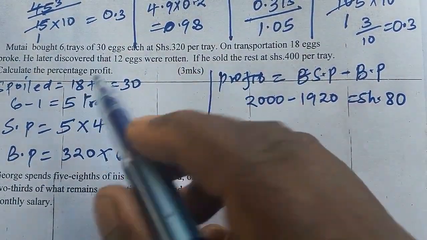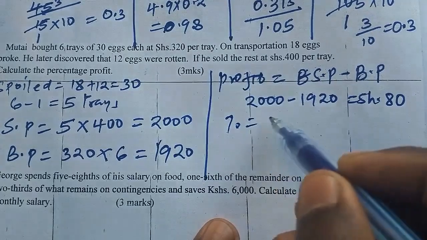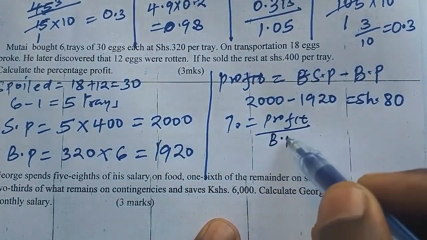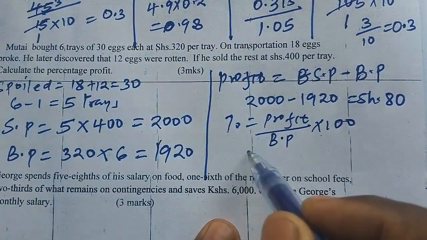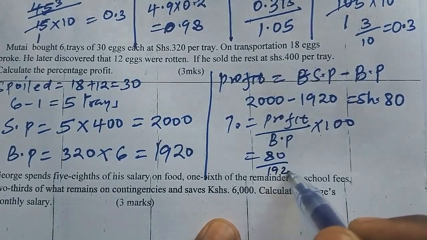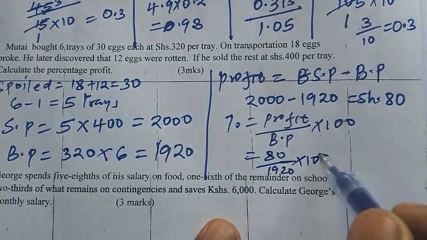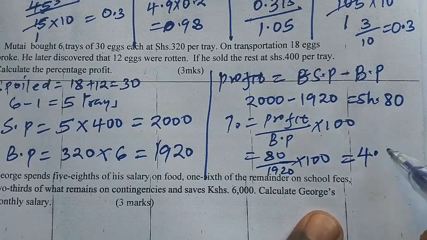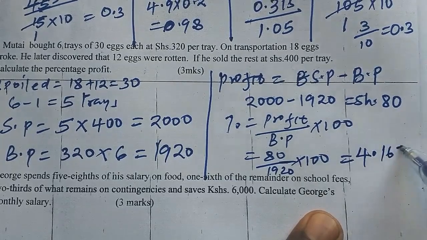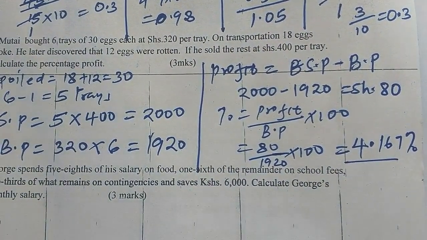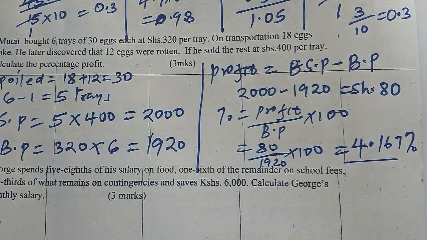But percentage profit is equal to profit divided by the buying price times 100, and that is 80 divided by 1,920 times 100, and that one gives us 4.167%.